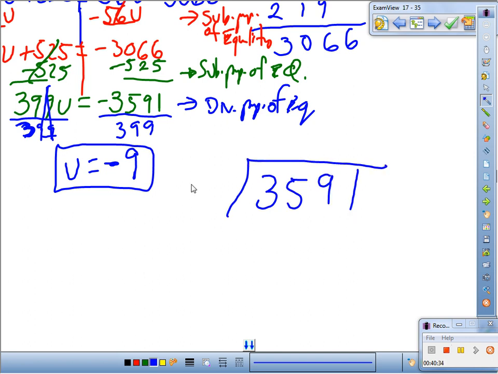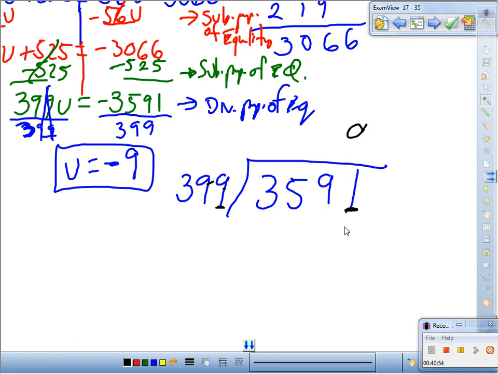3,591 divided by 399. Here goes the explanation. This number ends in 9. This number ends in 1. What number times this 9 gives me a certain number that ends with 1? 9. Let's try that.